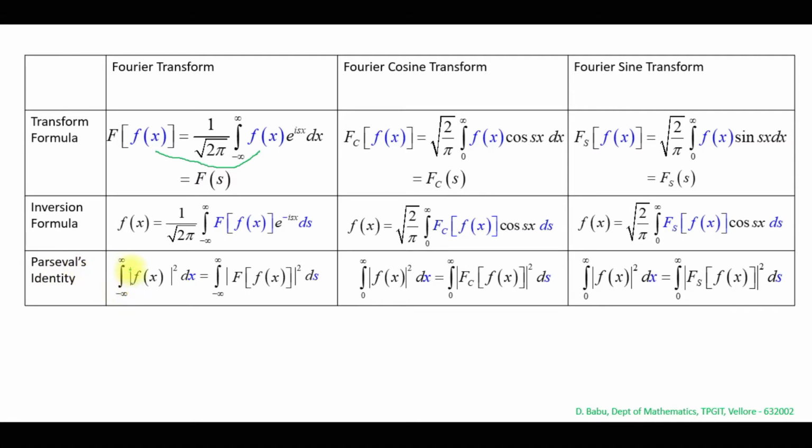Next, Parseval's identity formula. Integration minus infinity to plus infinity modulus f of x the whole square dx equals integration minus infinity to plus infinity Fourier transform of f of x whole square into dx.